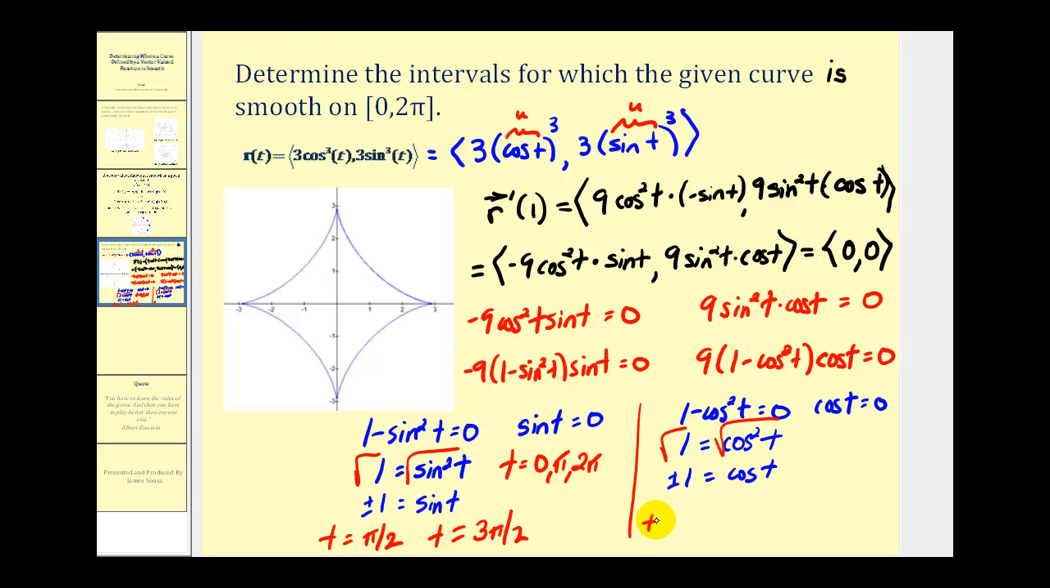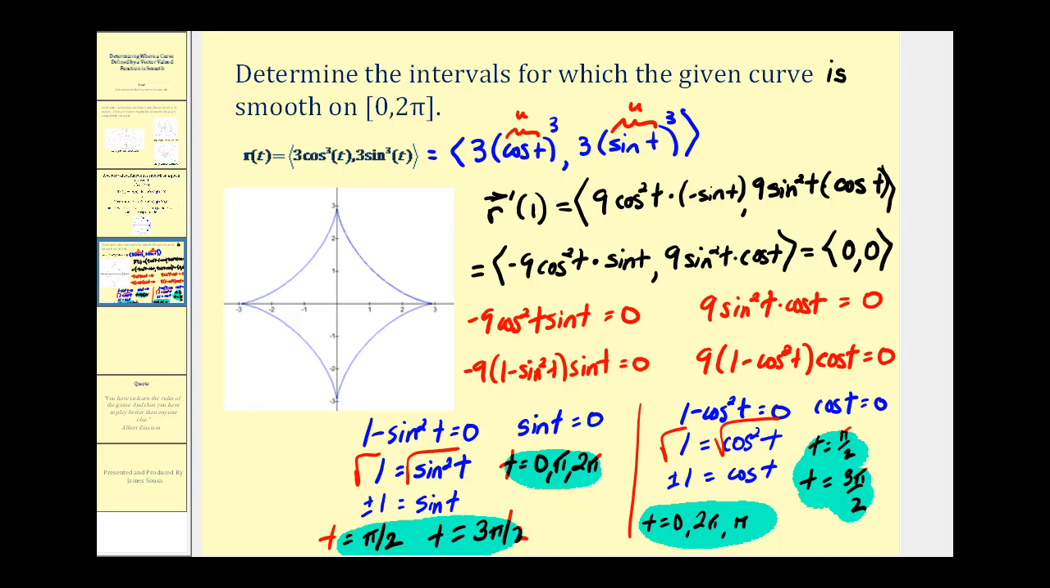Well, cosine is equal to 1 at 0 and 2 pi, and cosine is equal to negative 1 at pi radians. And then cosine t is equal to 0 at pi over 2, and also at 3 pi over 2. And in this case, note that the values of t that make the x component of the derivative equal to 0, and the values of t that make the y component of the derivative equal to 0 are all the same. That's not always the case, but it is the case here. So these are the values of t where the derivative of the vector valued function is equal to the 0 vector. So all the values in between these, the curve would be nice and smooth.